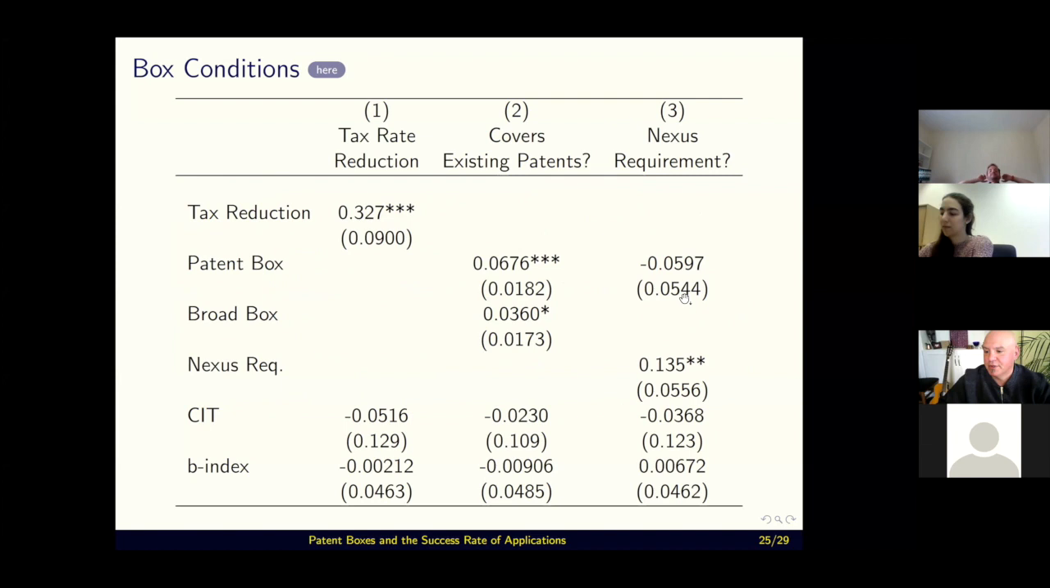The problem I run into is, I don't know how much econometrics you know, but I'm controlling for the fact that this is an application from France. To identify an impact here, I need variation in the patent box in France, but it never varied. So statistically, I can't tell whether it's just France or the patent box in France, which has no variation. So the effect is negative, but it's not significant.